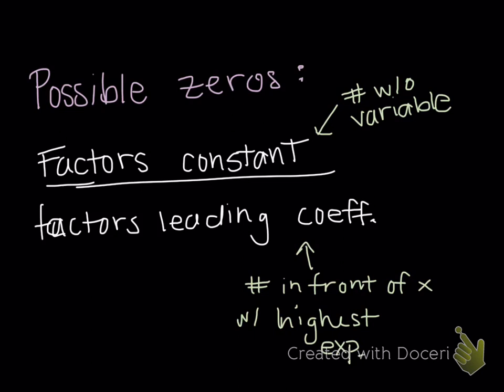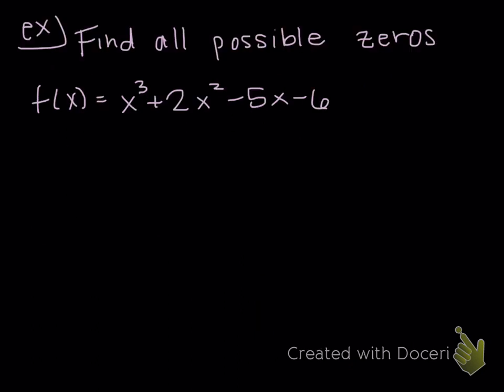So we're just going to try one example of finding all the possible zeros, and then the second example we'll do is actually finding the exact zeros. So again, this list is just a list of possible zeros. Doesn't necessarily mean that all of them are zeros.